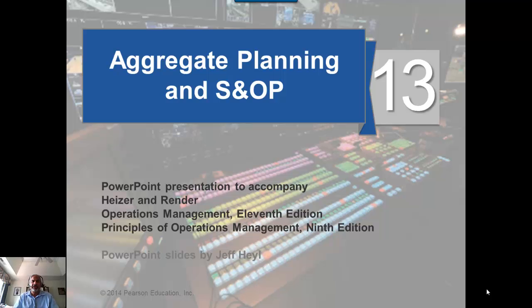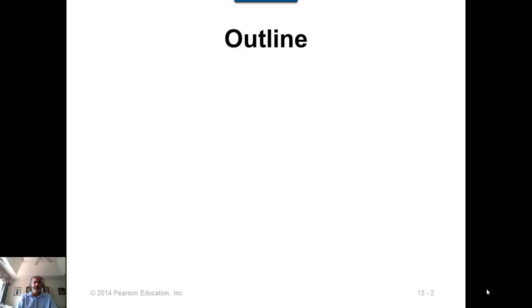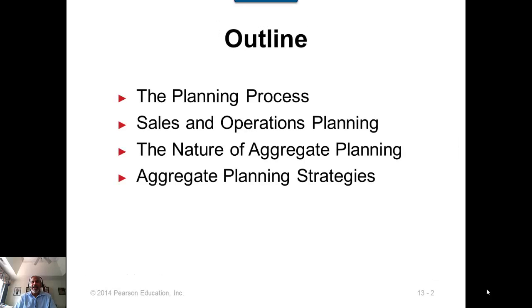This is Chapter 13, Aggregate Planning and Sales and Operations Planning. In this chapter, we're going to look at the planning process involved in production. Sales and operations planning is part of that, and aggregate planning strategies. These are the topics we'll be covering.